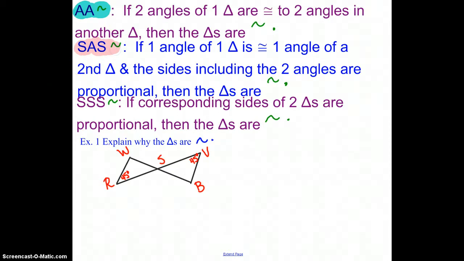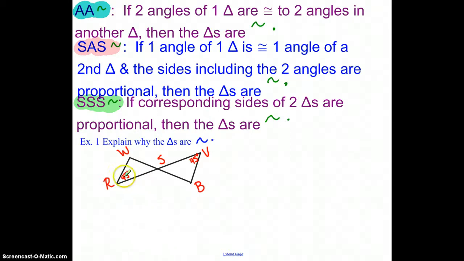Side angle side is also something that we saw with congruency, but now it's making its appearance here. Do remember that this angle has to be the included angle. So it has to be 2 sides, and the angle that's formed by those 2 sides in one triangle is congruent to the same in the other. Also, side side side is something that we talked about in congruency and is also making its appearance in the similarity chapter as well. So on number 1, it says, explain why these triangles are similar.